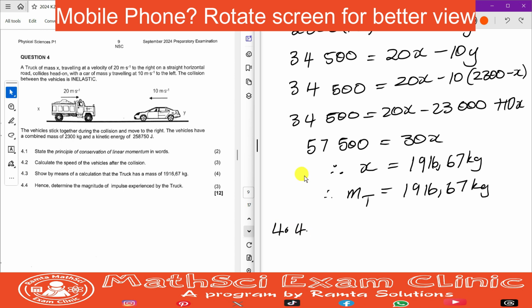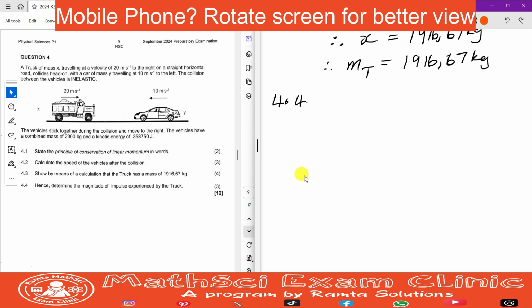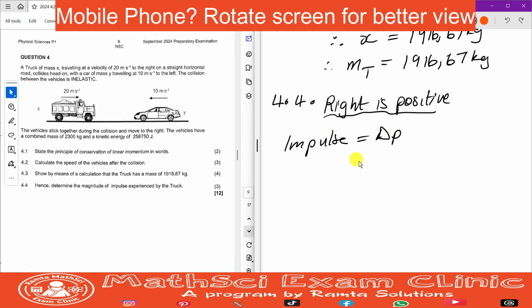4.4 says, hence determine the magnitude of impulse experienced by the truck. We'll just say change in momentum. First things first, you need to state a direction you want to be positive. So going to the right is positive. That's very key, okay, guys? So I will say impulse is change in momentum. It is mass, open brackets, final velocity minus initial velocity.